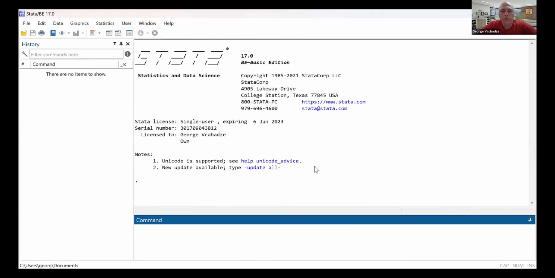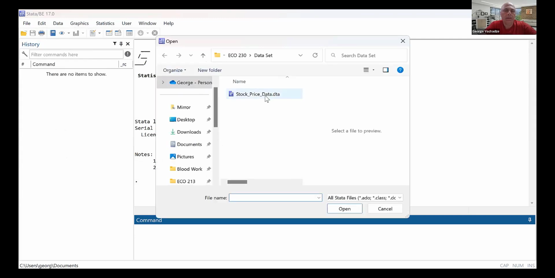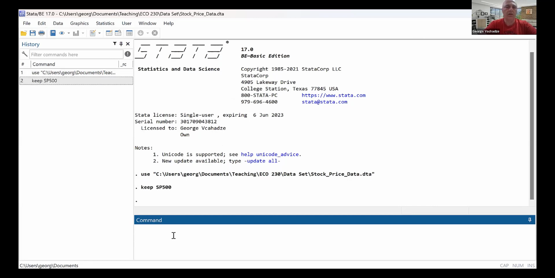On the screen you should be able to see the STATA package open, so I will upload the data file, and I keep only the S&P 500 stock price series. First thing, I will generate the daily return. I will denote it G_SP500, which can be generated as a ratio of current and last day price.